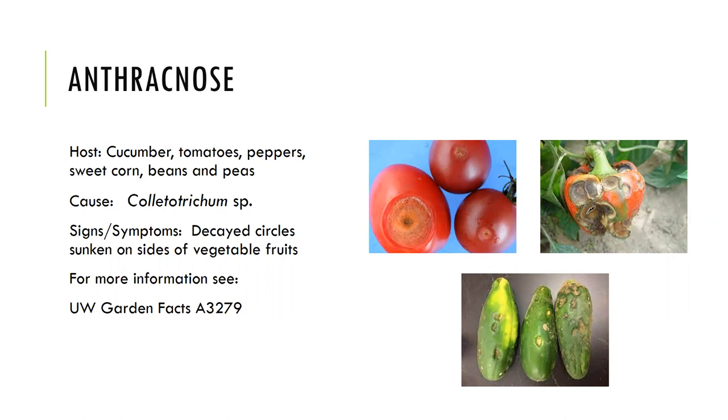Management includes crop rotation, so rotating your plant families around the garden. I will touch on that at the end of the presentation. There are varieties that are resistant to anthracnose. When you are picking out your vegetables, you will see a small A after the varietal name. That means it's anthracnose resistant.